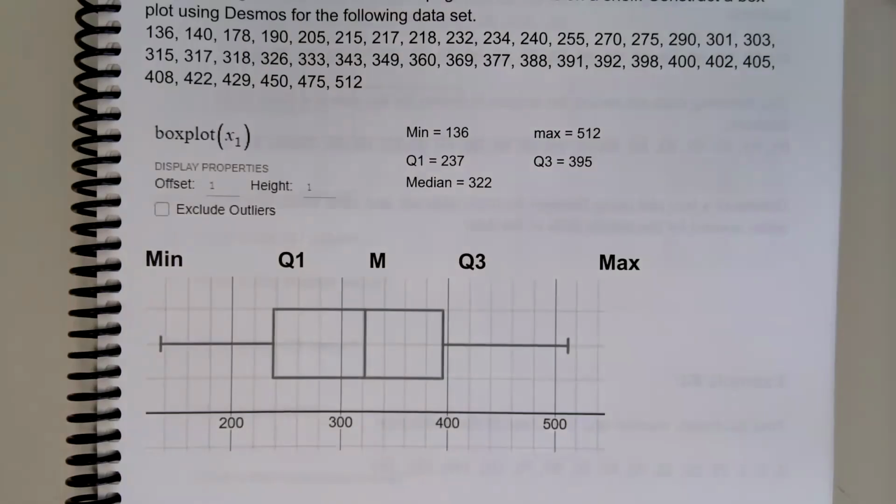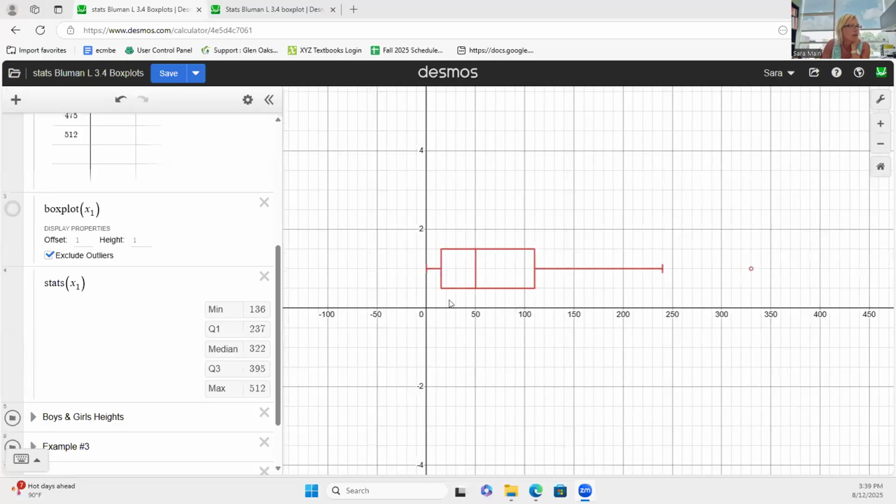There is one outlier, and you don't see it on here because I did not click the box. If you want to see what it looks like clicked, I will show you that. Right here in my Desmos file, you will see that I clicked on exclude the outliers, and you can see that there is an outlier right here. So 512 is an outlier.